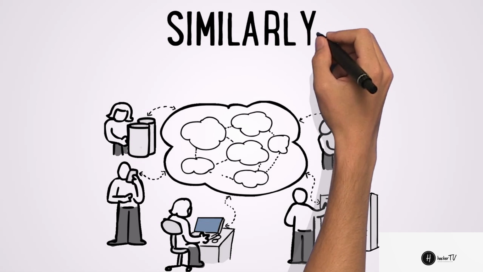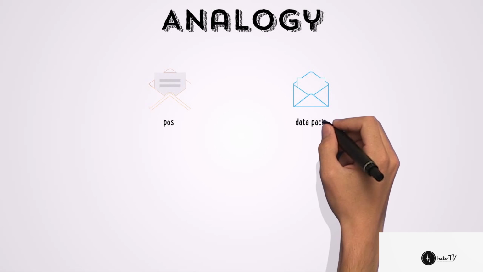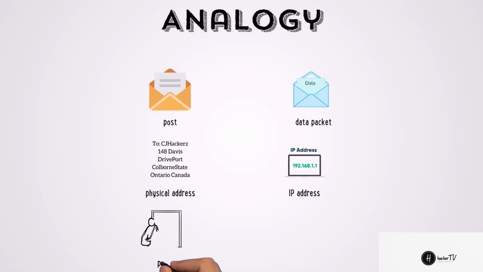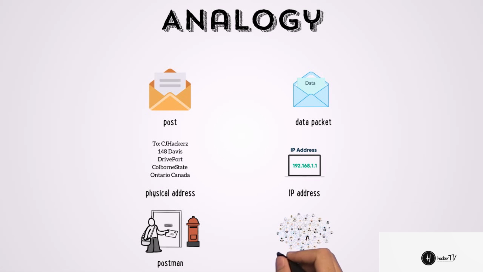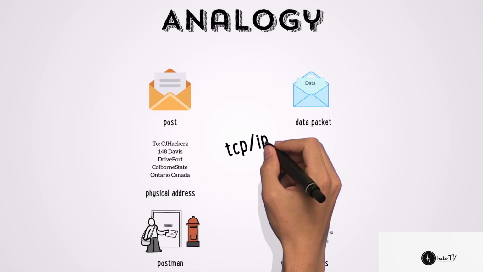Similarly, computer systems share data with each other through a system of connected devices called a computer network. The post is similar to a data packet. The sender and receiver addresses are similar to IP addresses. The postman and the post offices are similar to the devices or the medium responsible for carrying these data packets across the network. And above all, there is a standard followed by all these devices called TCP/IP, which is a collection of protocols that govern how the data is transmitted and received.